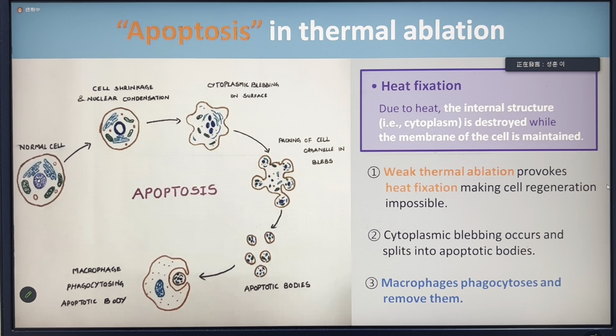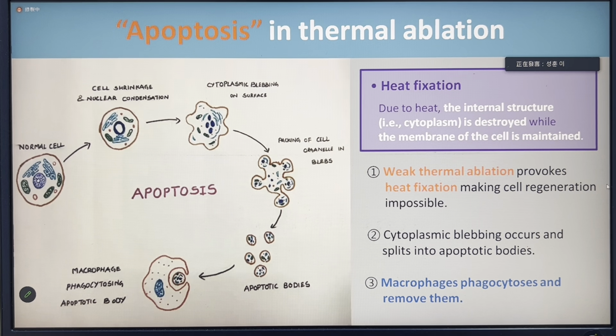Heat fixation is a situation in which, as a result of heat, the internal structure like cytoplasm is destroyed while the membrane of the cell is maintained. Weak thermal ablation provokes heat fixation, making thermal cell regeneration impossible. Cytoplasmic blebbing occurs and the cell splits into apoptotic bodies. Macrophages phagocytose and remove them. We call this apoptosis.